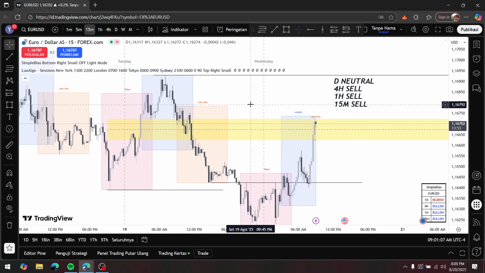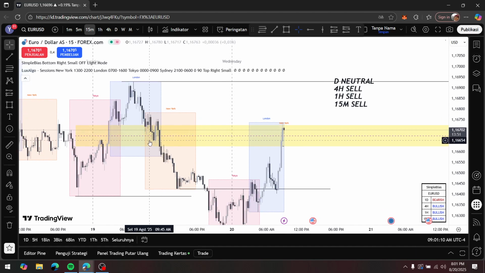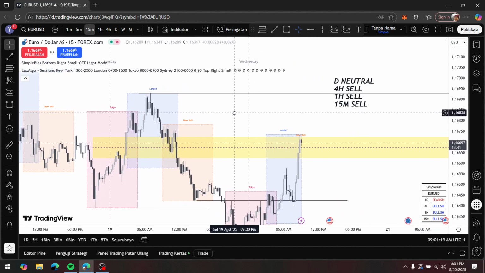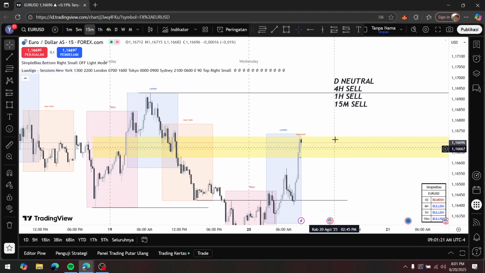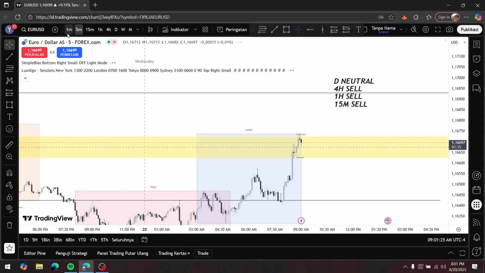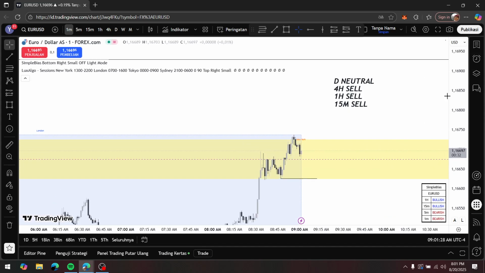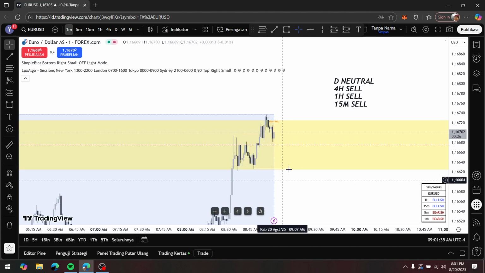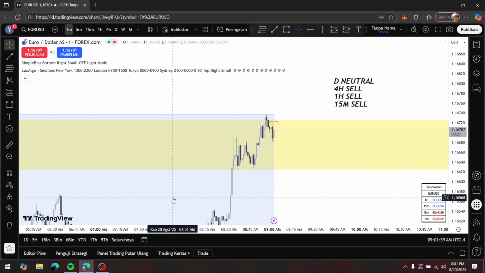I wait for the confirmation. Yeah, we can find this fair value gap, this order block. I think this it is, but it is not a liquidity sweep. I will find this liquidity sweep in here. So yeah, I will wait. I don't want to sell right now. I wait for this line. Okay, thank you guys.